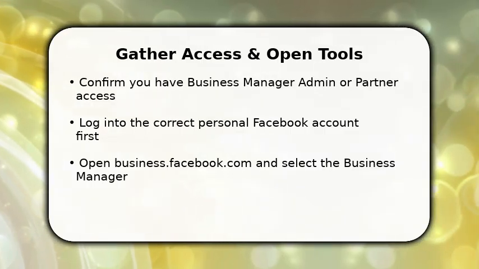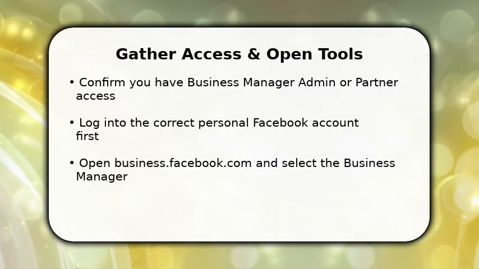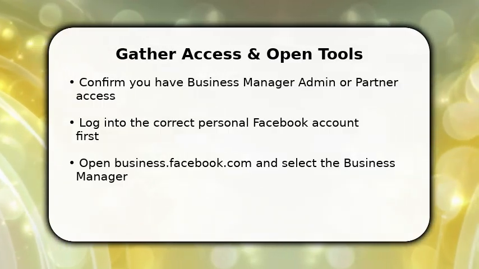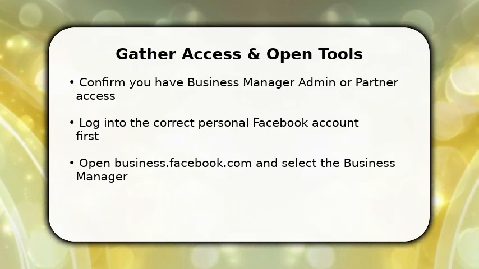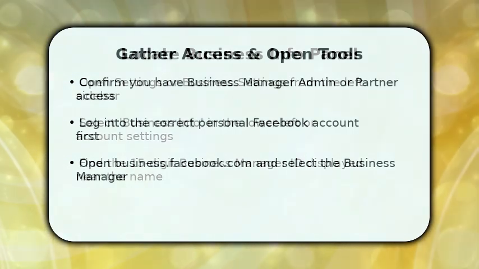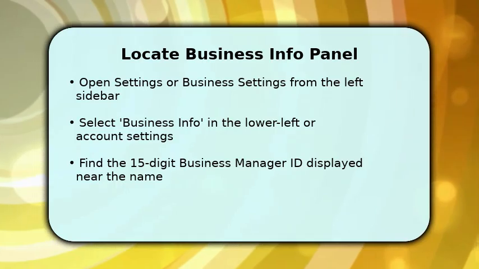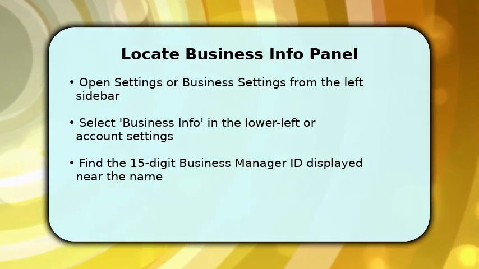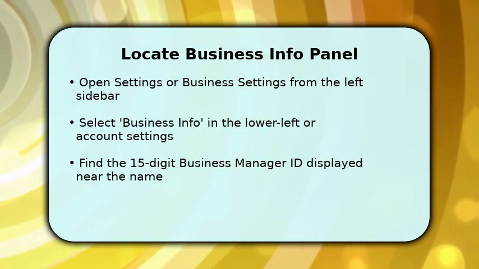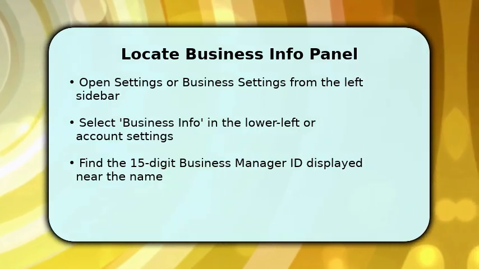If you can't find it, use the Switch Accounts option at the top right to cycle through active business managers until the intended one appears. Once inside the chosen business manager, navigate to Settings or Business Settings in the sidebar. That's where details live. Then select Business Info from the menu.